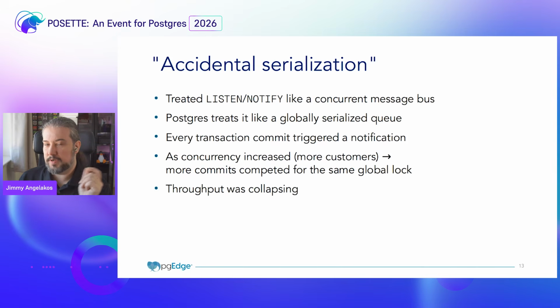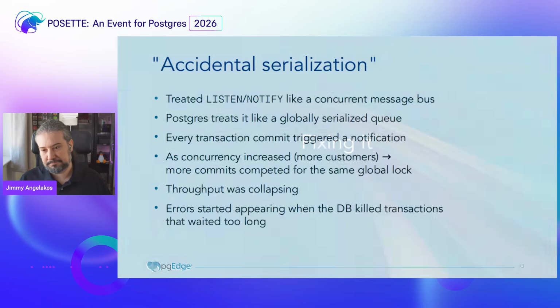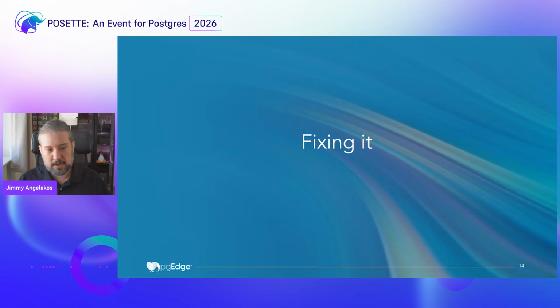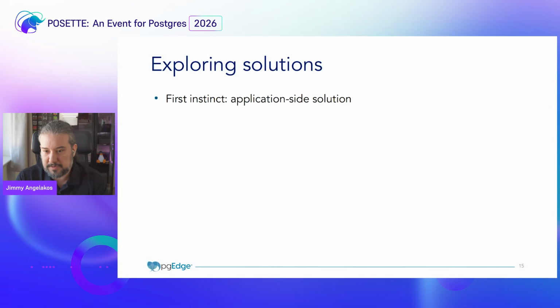This means that we were artificially restricting our throughput. And as we saw, errors started appearing because the database started killing transactions that waited for too long to obtain this lock because of the lock timeout settings on the production server. So how do you fix something like that? We started exploring solutions. Our first instinct was to just fix it in the application.